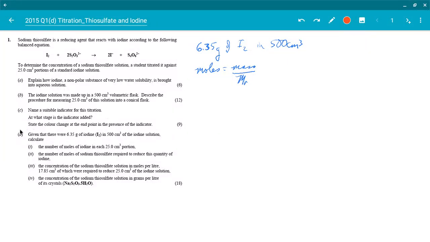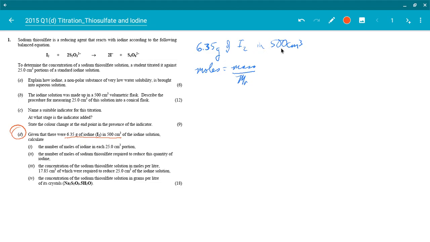Okay, here's a video showing the calculations to part D of question 1 from 2015, titration question, thiosulfate and iodine. We're at this part here where we've got 6.35 grams of iodine in 500 centimeters cubed. I've already done this video and the software crashed on me halfway through, so I've got a little bit of writing still left here. Let's give it another try.